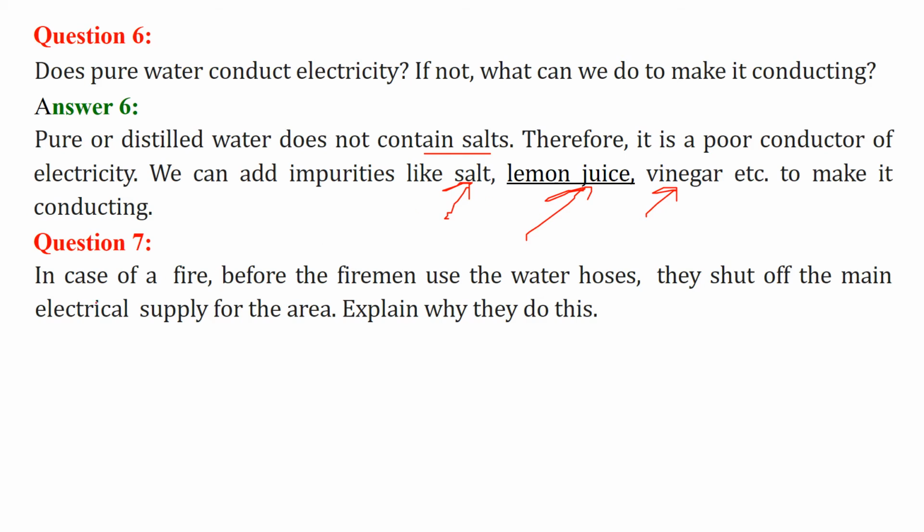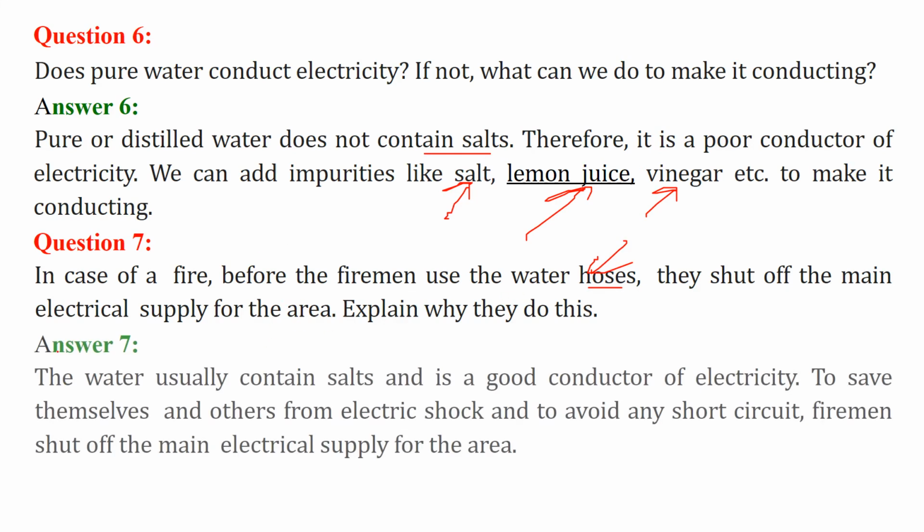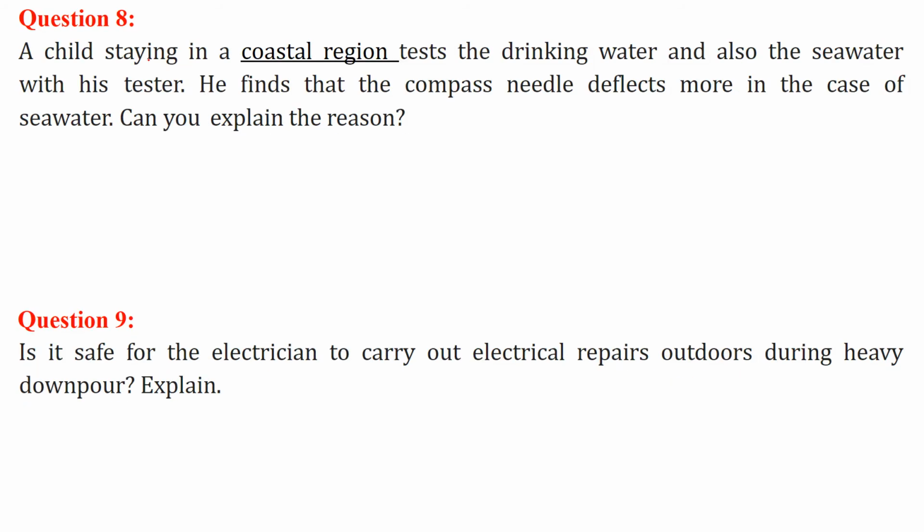In case of a fire, before the fireman uses the water hoses, they shut off the main electrical supply for the area. Explain why they do this. They do this to avoid any kind of shock. Water usually contains salts, and that is why sometimes it is a very good conductor of electricity. It is not in pure form. So to save themselves and others from electric shock and to avoid any short circuit, firemen shut off the main electrical supply for the area.